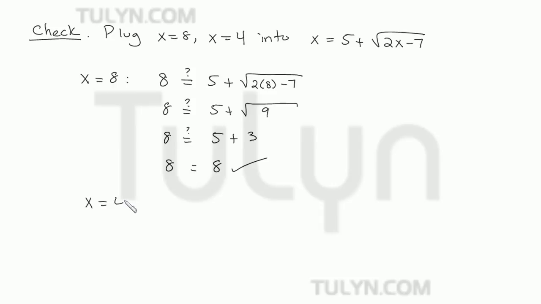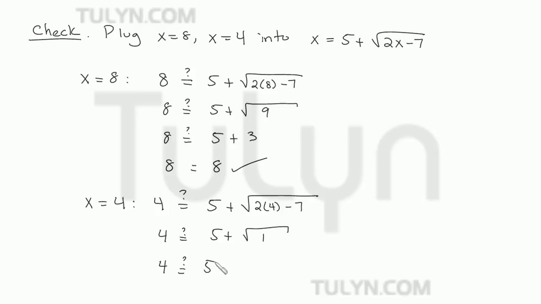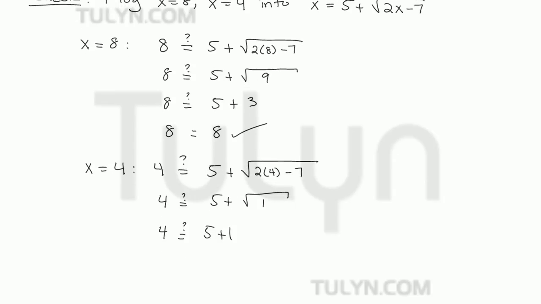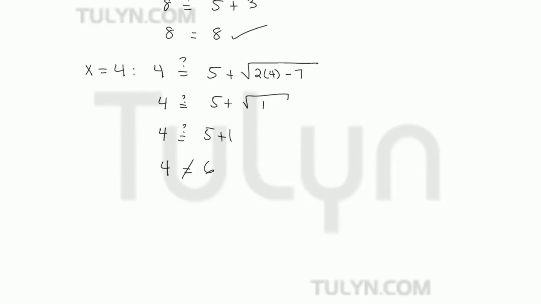Now let's try x is equal to 4. Plugging it back into that equation, we want to check if 4 is equal to 5 plus the square root of 2 times 4 minus 7. So 2 times 4 is 8, minus 7 is just 1. So we want to know if 4 is equal to 5 plus 1, and as it turns out 4 is not equal to 6. So x is equal to 4 is not a solution, it's actually an extraneous solution. So the only solution for this equation is x is equal to 8.